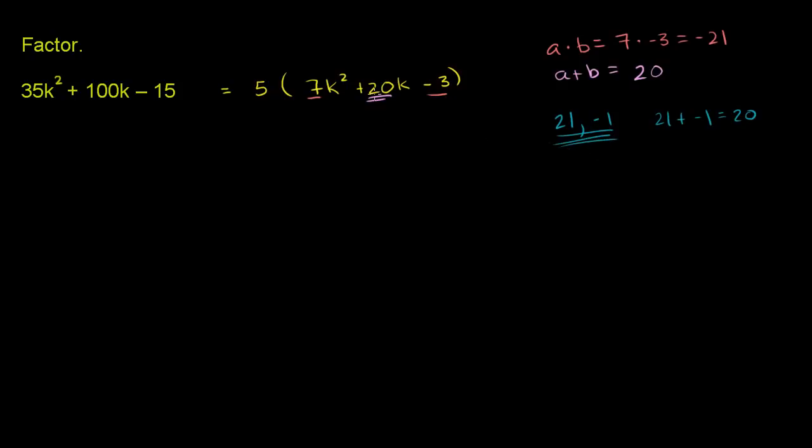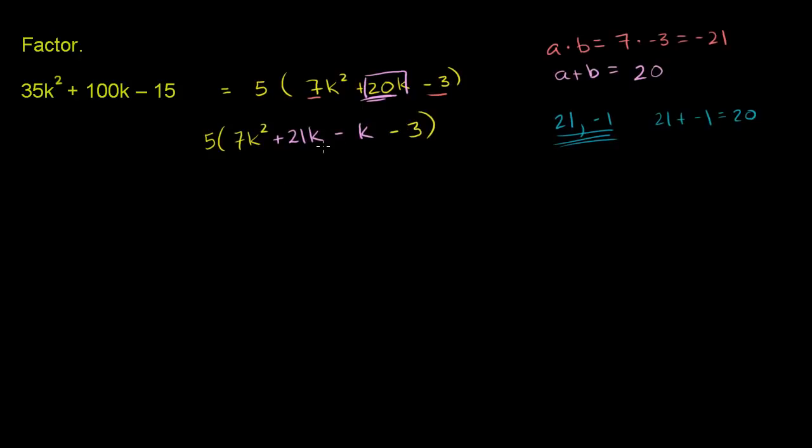Now, let's break up this 20k right here into a 21k and a negative 1k. So let's rewrite the whole thing. We have 5 times 7k squared. And I'm going to break that 20k into a plus 21k minus k, or you could say minus 1k if you want. I'm using those two factors to break it up. And then we finally have the minus 3 right there.